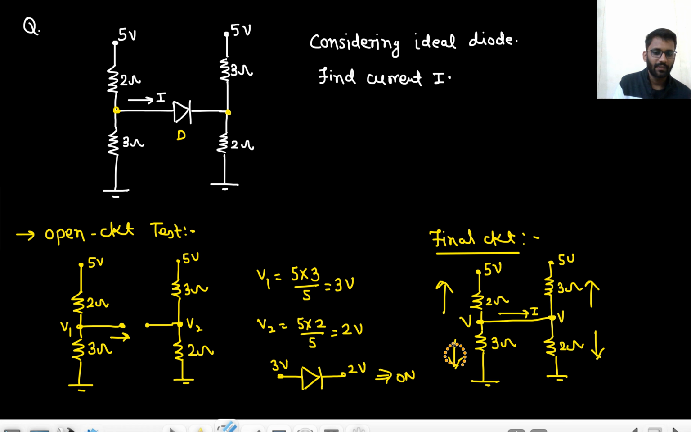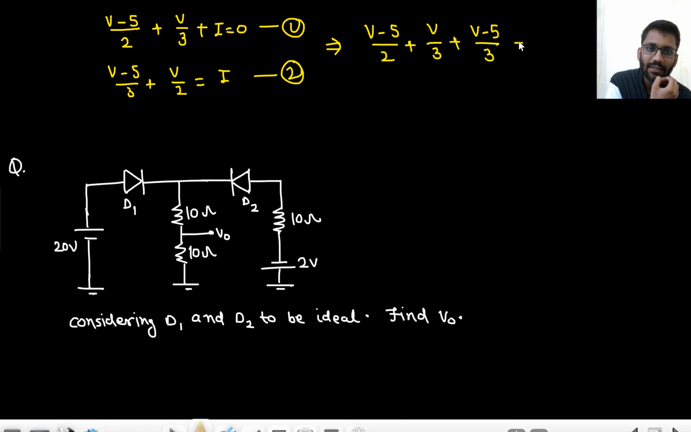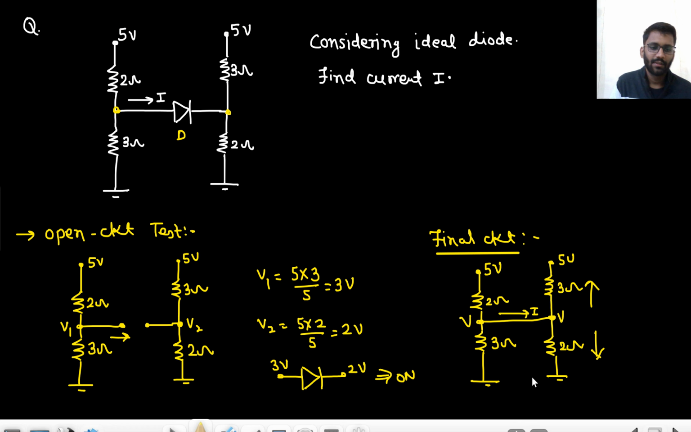From here you can get one equation in one step: (V minus 5) by 2 plus V by 3 plus (V minus 5) by 3 plus V by 2 is equal to 0. From here, I guess I will get the value of V equal to 2.5. I don't actually remember, so let me check it. Yes, the V value we are getting is 2.5 only. So this potential is 2.5.